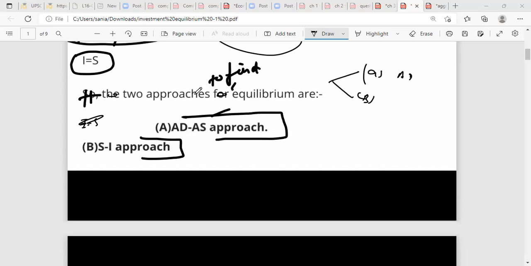You will write two approaches to find equilibrium are A and B, A, AD and AS, and this.